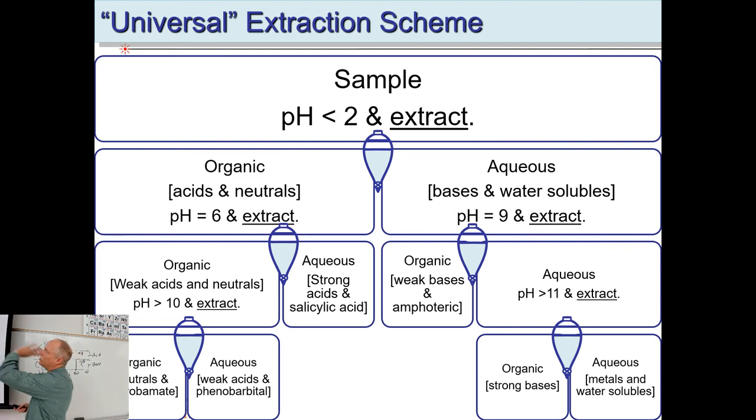So this is sort of a universal extraction scheme. It's going to use quite a bit of organic solvent and water, but if we had a generic unknown substance, set of substances, and we wanted to classify it, look at all the different partitions we have. We have aqueous metals and water solubles, organic strong bases, organic weak bases, and amphoterics like amino acids and so on. We have strong acids, and we have weak acids, and then we have neutrals. So we've got all of these now 6 different beakers that contain a bunch of different types of compounds. And we can look at them.